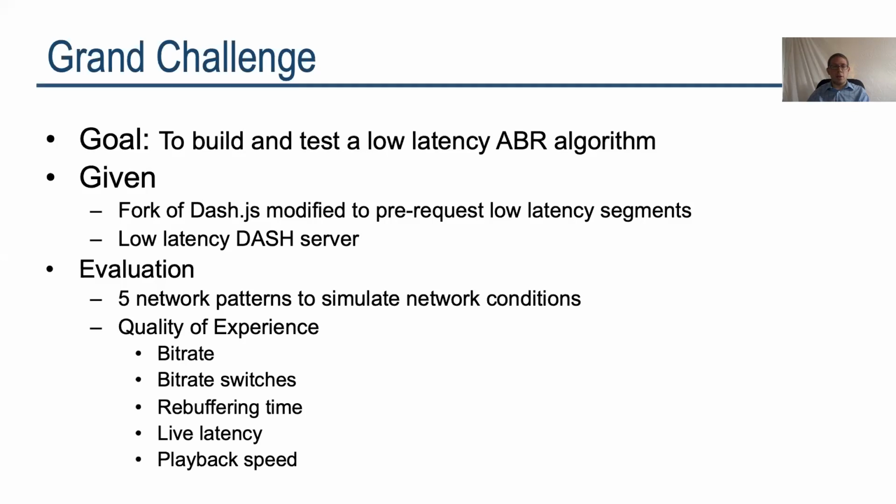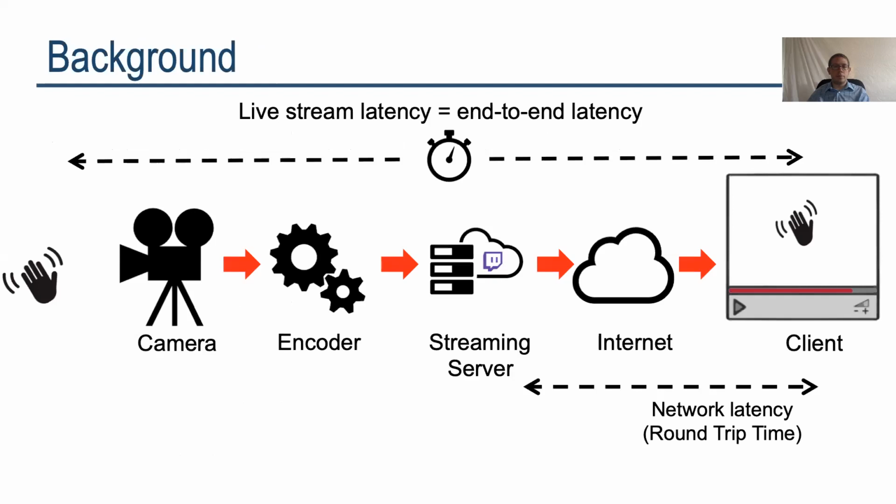As part of this challenge, we're given the goal of designing a low-latency ABR algorithm. We are provided with a fork of dash.js modified to pre-request low-latency segments as well as a low-latency dash server. For evaluation, we were given 5 networking patterns to simulate different networking conditions. In addition, we were given a general QoE model which combines the metrics of bitrate switches, rebuffering time, live latency, and playback speed.